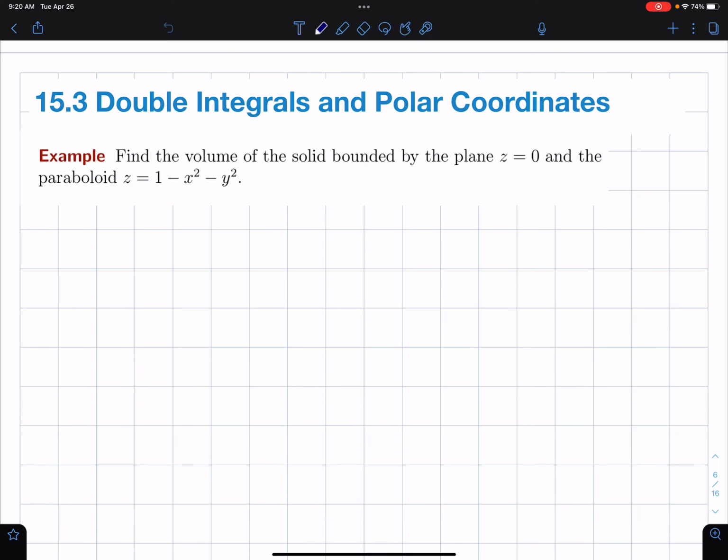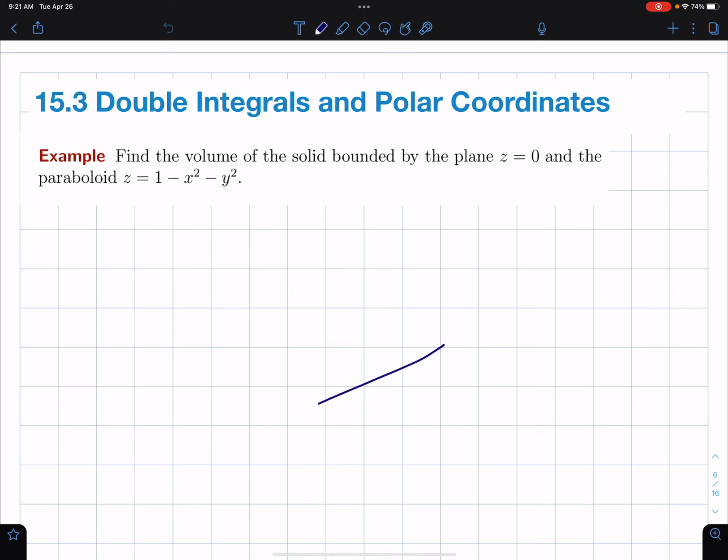Hello everyone. In this video we're going to do a classic double integral problem in polar coordinates. All right, what we're going to do here is find the volume of a solid bounded by the plane z equals 0, which is the xy plane, and this paraboloid z equals 1 minus x squared minus y squared.